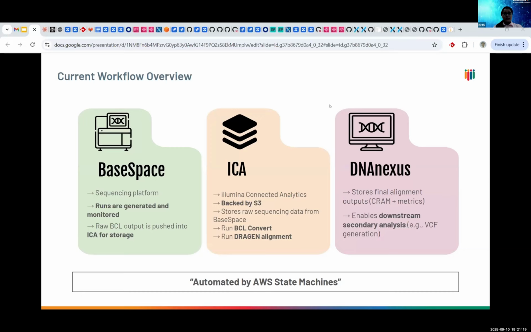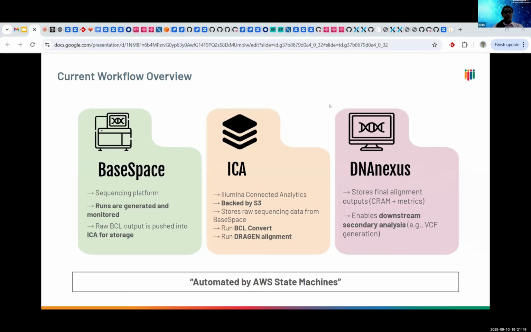So now let us take a look at how the workflow is currently set up today. There are three main components that are being used. One is BaseSpace, the other is ICA, which is Illumina Connected Analytics, and the other one is DNAnexus. So it initially starts with BaseSpace. This is a system which is connected to the sequencer. You can think of it as a place where the raw data initially lands once the sequencing is complete.